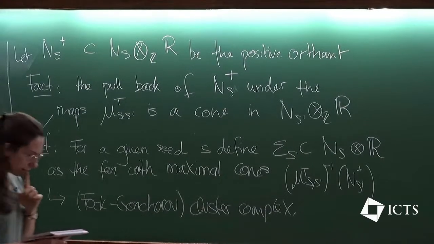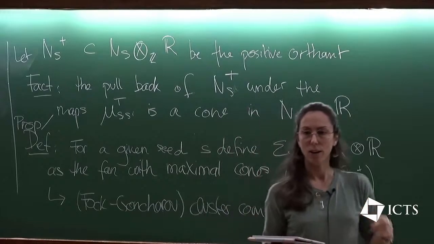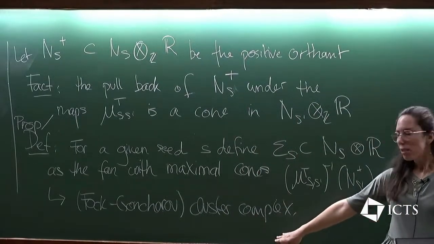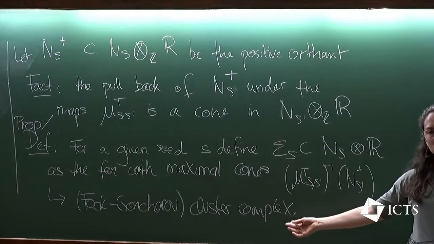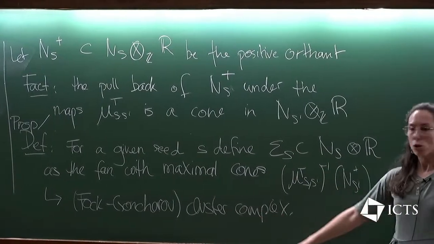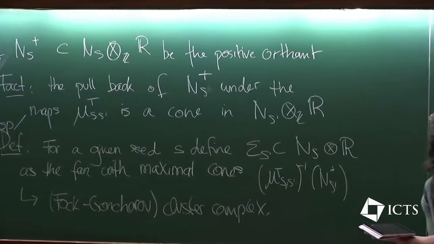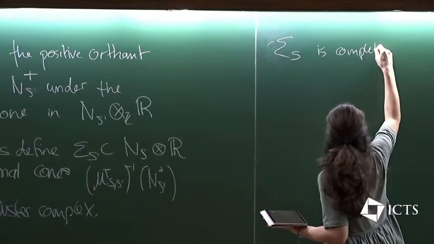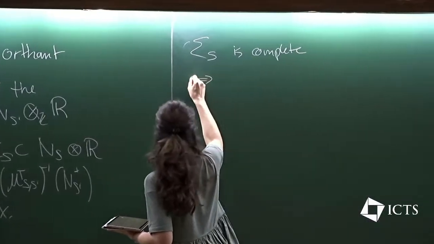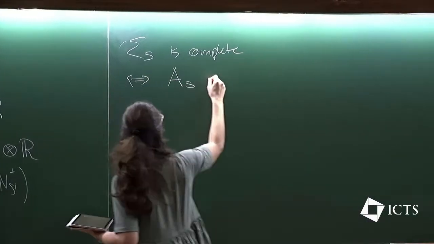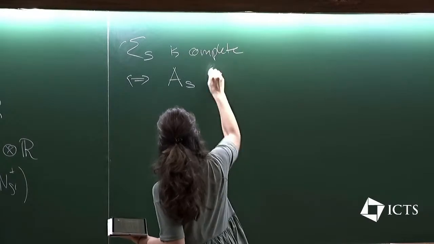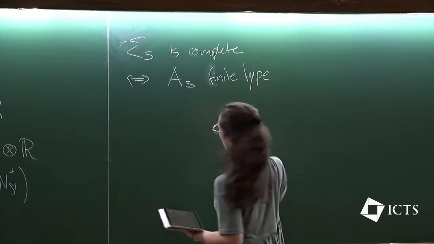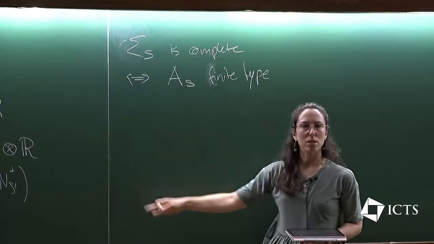Okay, so let's do an example. If I start with a finite type cluster algebra, then this is true. So this fan is complete if and only if the cluster algebra is of finite type. Otherwise, there will be gaps in my fan.